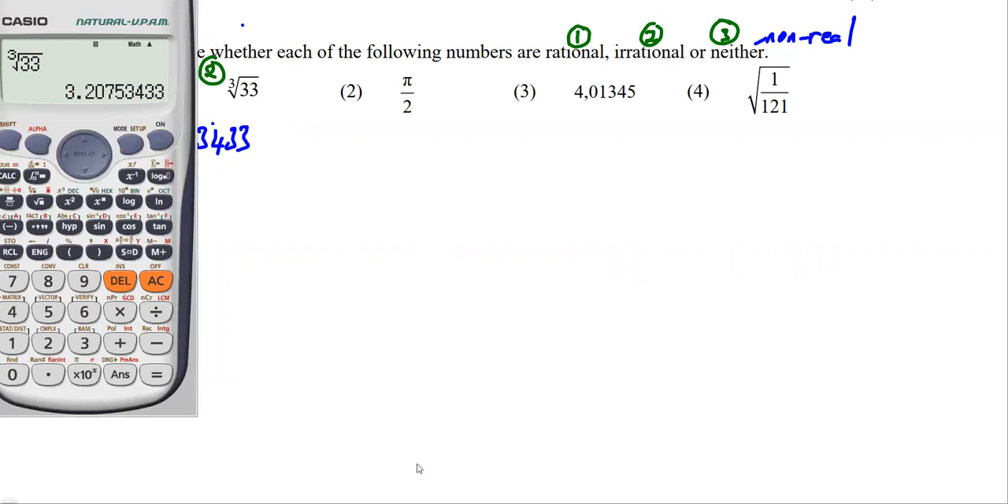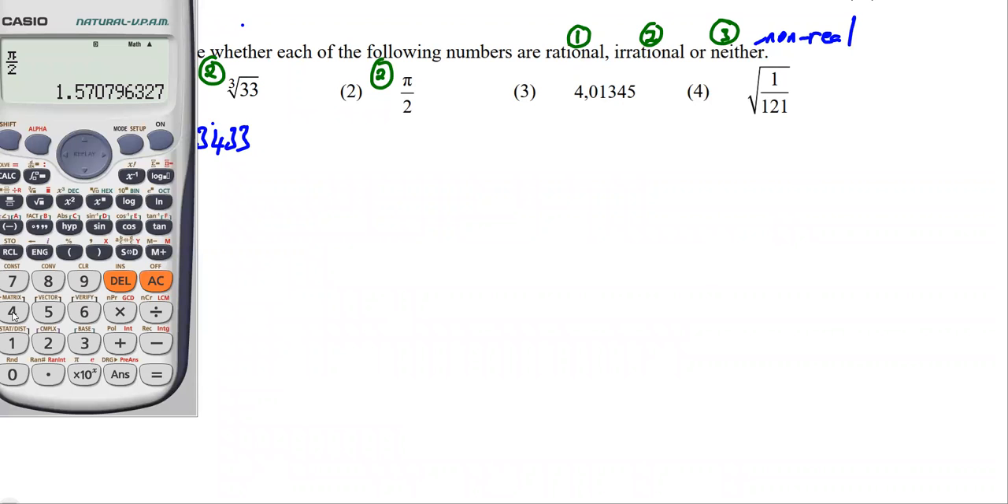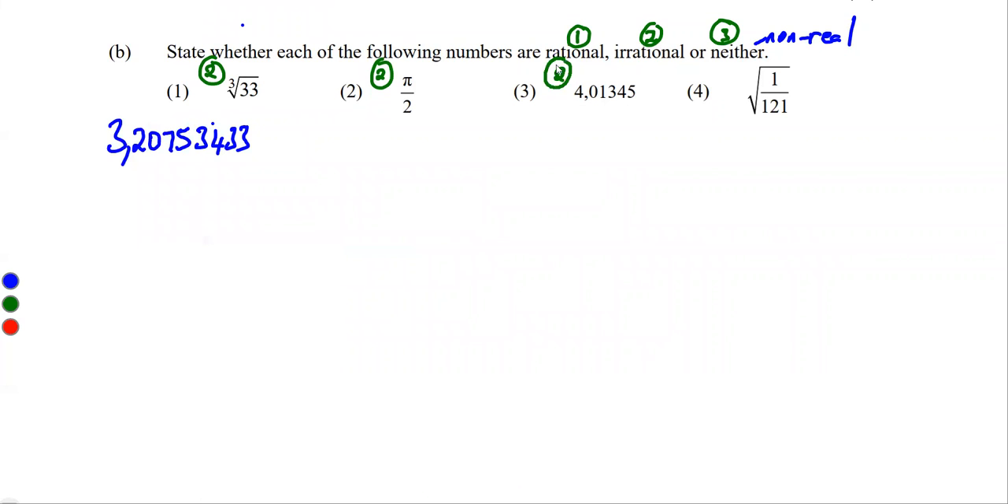Again, we need to punch it in our calculator: shift, pi over 2. What do we get? We get 1.57. Again, this one is not part of the rational numbers, it's an irrational number. Here, when you see this, it's 4.0013. Let's try to punch it and see if this can be represented as a fraction. Even if we try to put it as a fraction, it can't. So here we have our 2, again an irrational number.